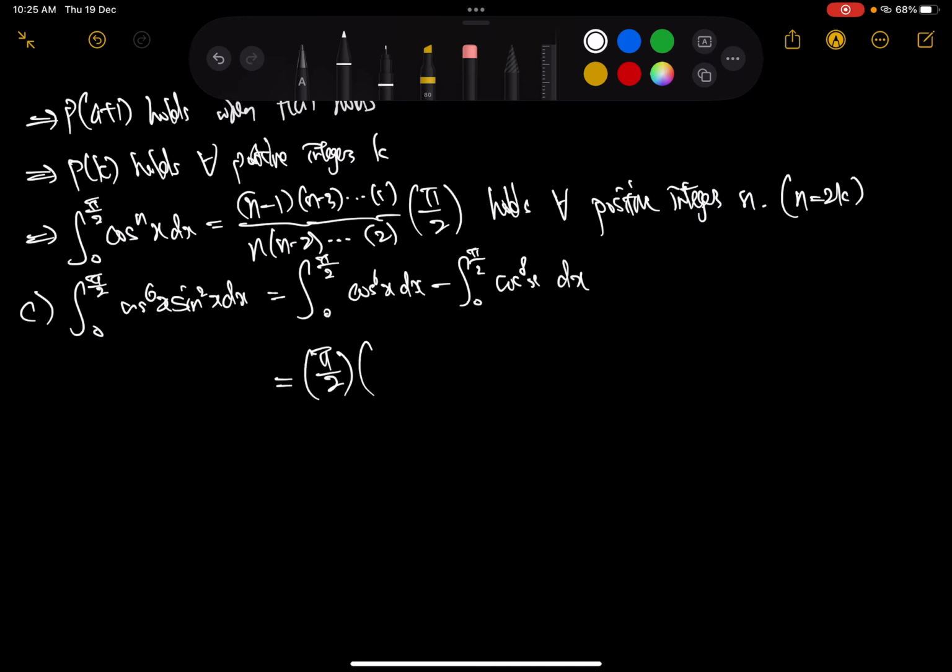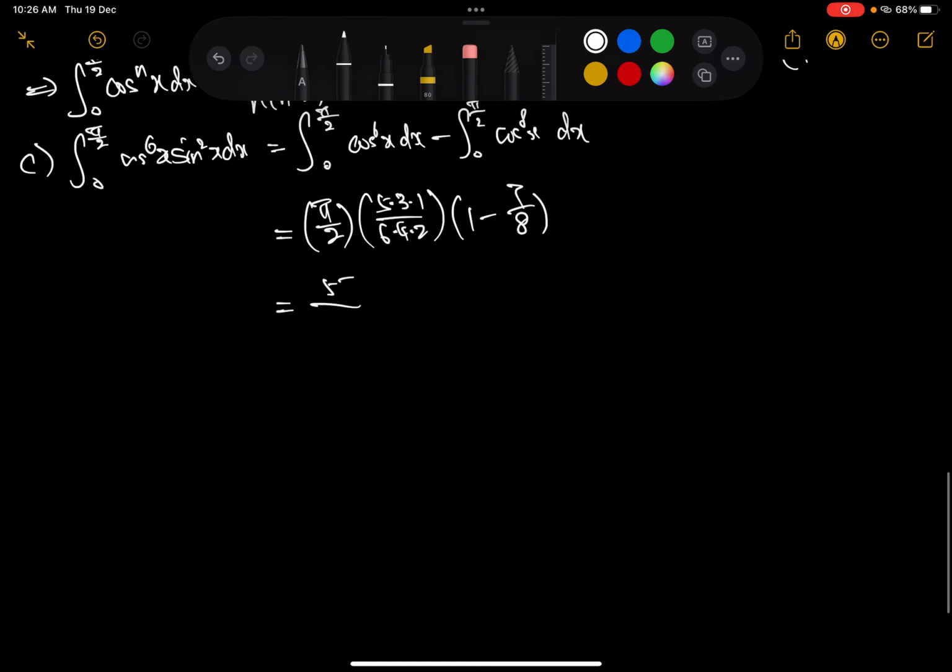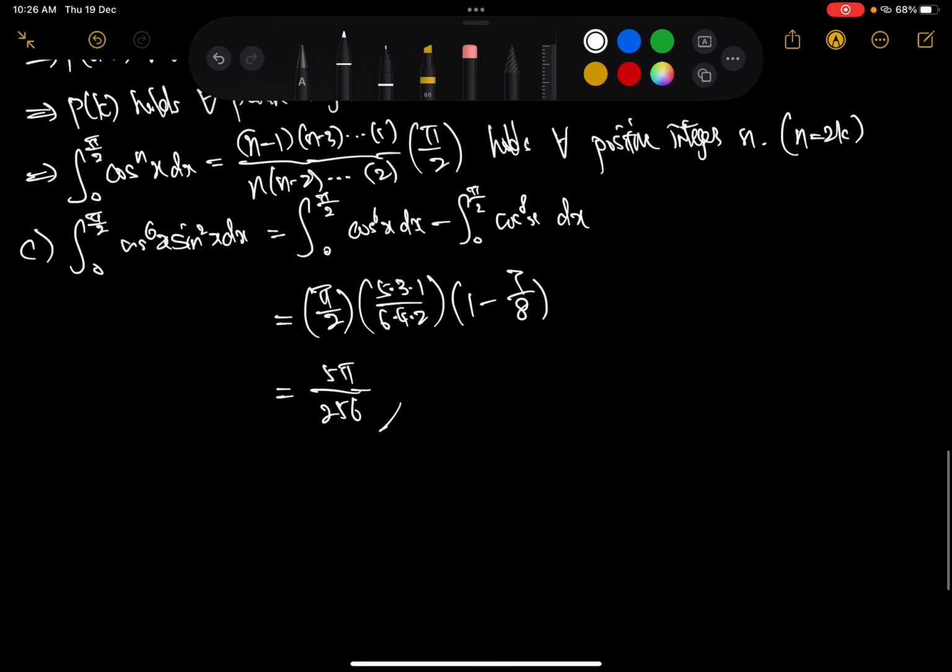Pi over 2, 6, so 5, 3, 1, over 6, 4, 2, 1 minus 8, 7 over 8, which is, now we could use the calculator. Which is 5 pi over 256, and that's it.